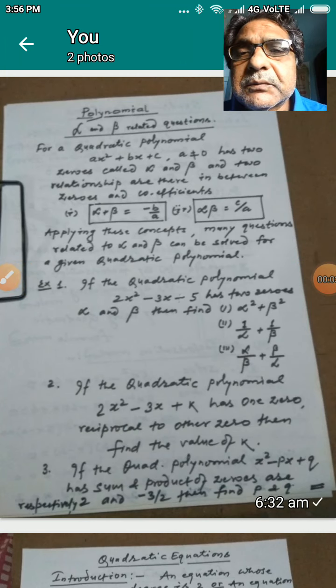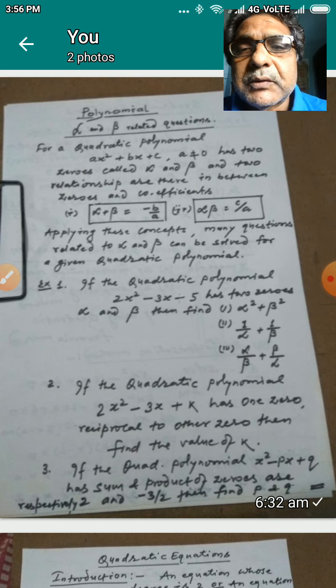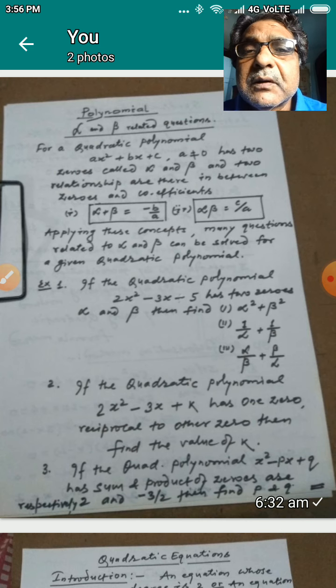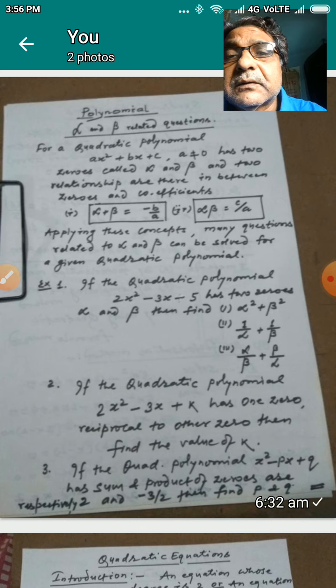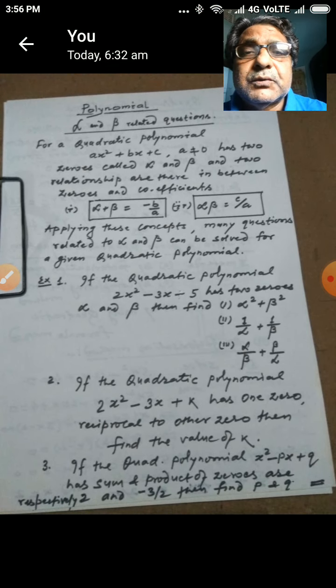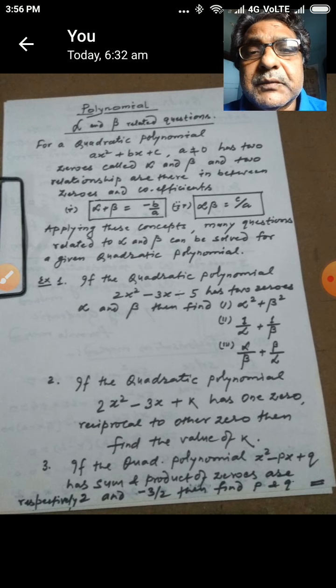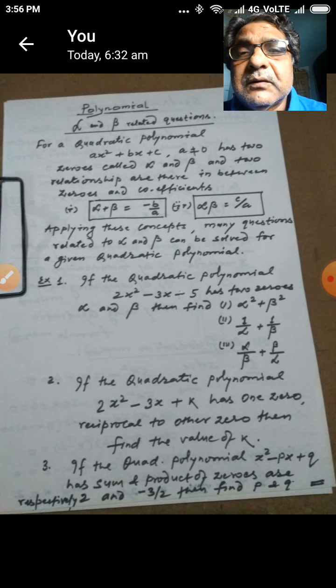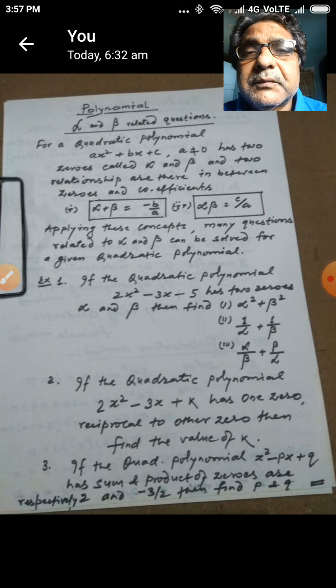In this video we will see an important question of class 10 under polynomial chapter. The question is related with alpha and beta, that is zeros of quadratic polynomial. We have seen already that a quadratic polynomial whose degree is 2 has two zeros and symbolized by alpha and beta.